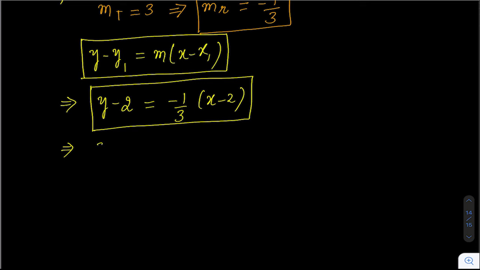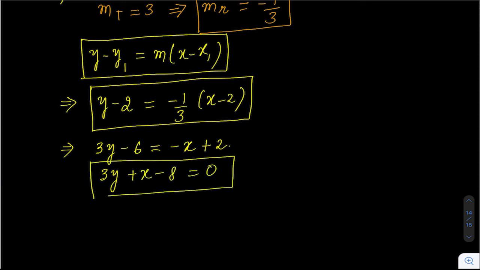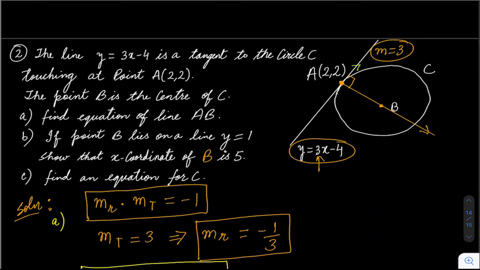We will multiply everything by 3. So I will get 3y minus 6 equals -x plus 2, which gives me 3y plus x minus 8 equals 0. So this is the equation of AB, that is the radius.